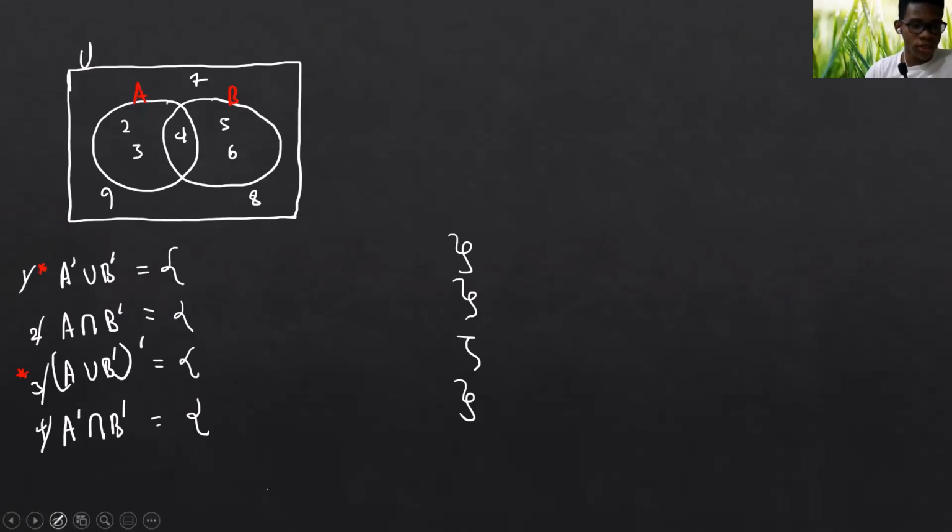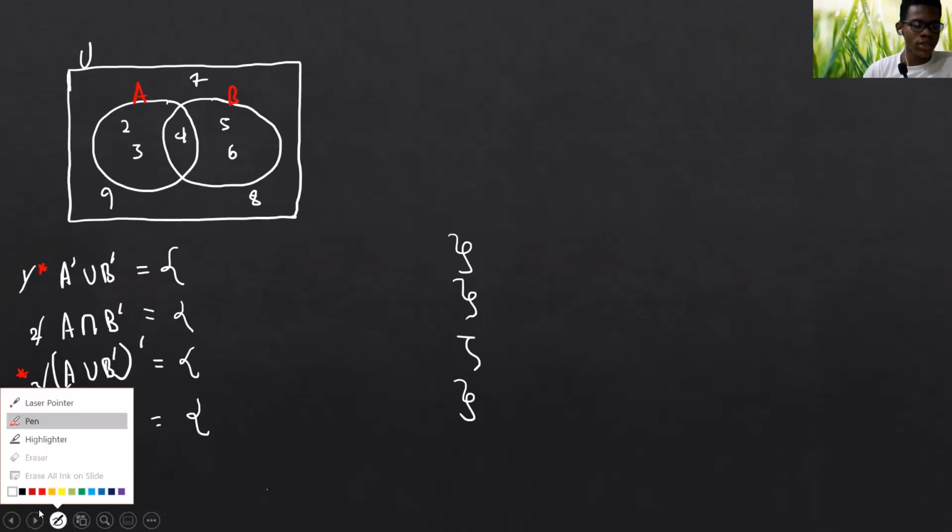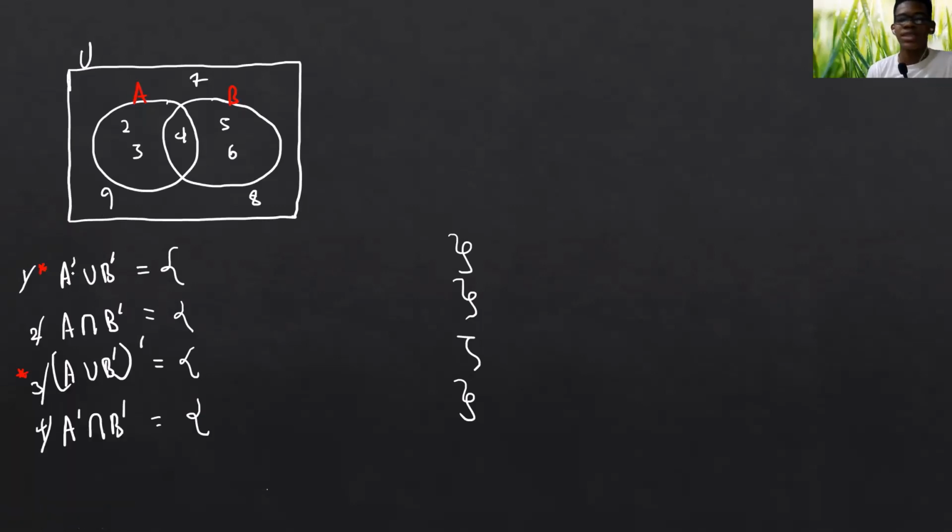So the first question, A complement union B complement is equal to, and you want to know the elements of that set, right? And here is our Venn diagram. Now, I told you guys the easiest way to do these set notations, once you understand the notation, it's easy, right? So A complement just means everything that's not in A. So let's list that first.